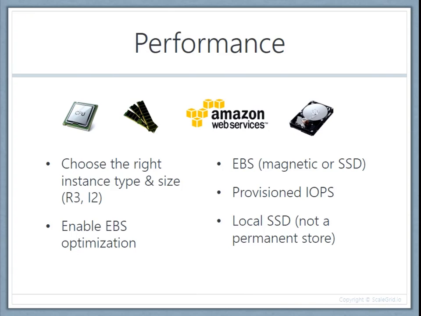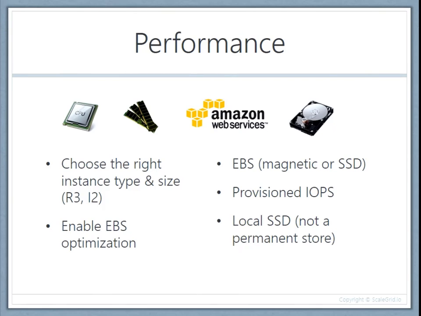Let's talk a little bit about performance now, and we'll talk a little bit at the high level. Essentially, if you separate performance into compute, RAM, and disk, and if you look at Amazon Web Services, you have a whole alphabet soup of instance types available from generation 1, generation 2, generation 3. It's enough to give you a headache.